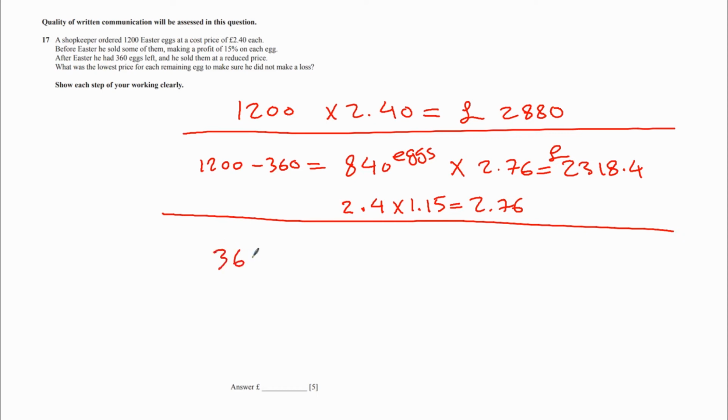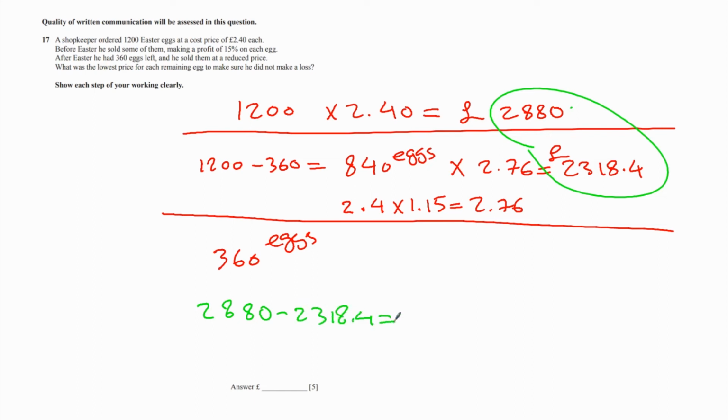After Easter, we have 360 eggs left. But for us to make no loss, we have to gain the difference of these two, because we have already paid 2,880. We have got cash of 2,318.4 for selling before Easter, so we need to make the rest of it. So that is 2,880 minus 2,318.4, which is 561.6. So from the 360 eggs, we need to make 561.6 pounds to make no loss.